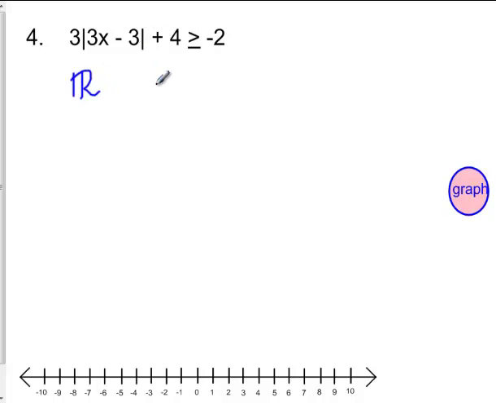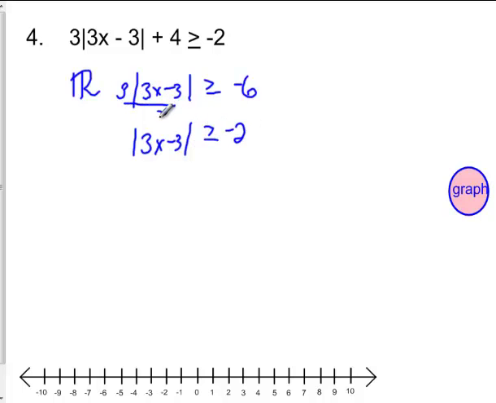Well, if I solve this, let's see, 3x minus 3 is greater than or equal to negative 6. 3x minus 3 is greater than or equal to negative 2 because I'm going to divide by 3 here. And where's my absolute value greater than or equal to negative 2? Everywhere.